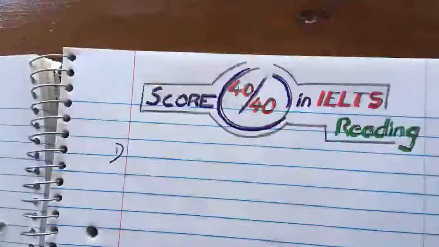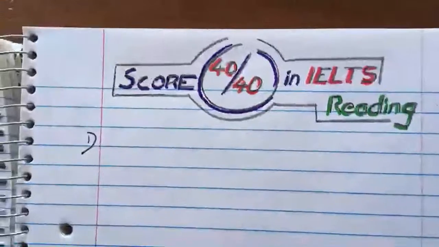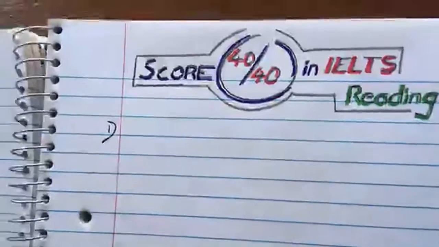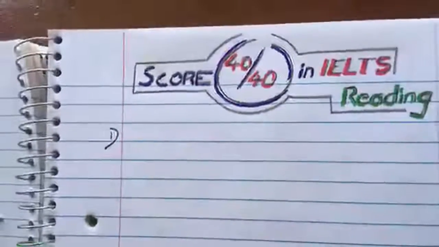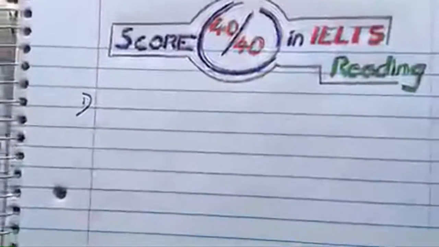Welcome to the class. We are going to learn about how you can really score 40 by 40 in your IELTS reading. This is a super tip, so keep watching. Let's learn how you can get such a wonderful score. The first tip I would like to tell you about is: use the keywords.